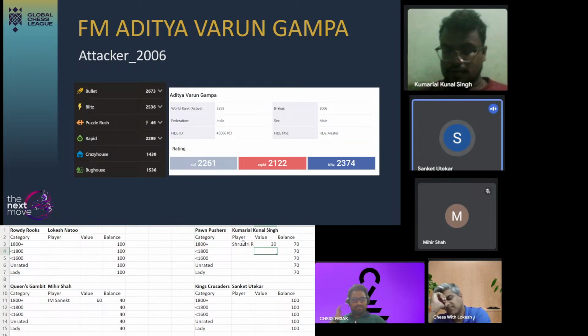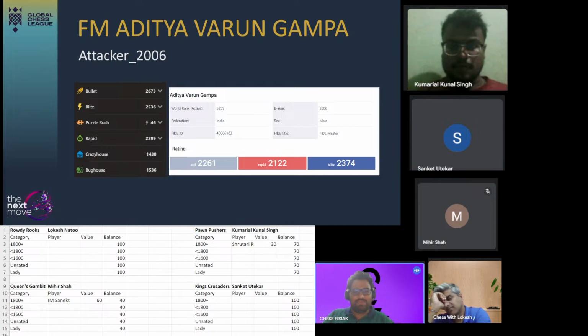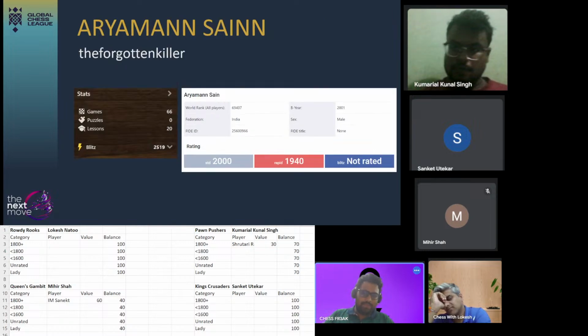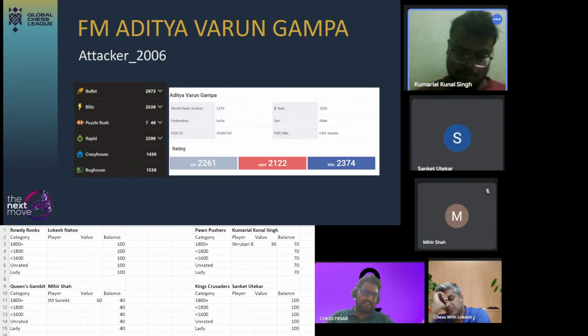Mrinal, can you give info about the fourth player? Yeah, sure. The fourth player information, since you guys want to know. This is the last player, Aryaman Sen. He has a blitz rating of 2500 on chess.com. He's FIDE rated 2000. He's also a very strong player. Whoever does not get this player by default, Aryaman Sen will join the other team at 15 points. That is the base value. But for now, all eyes are on FIDE Master Aditya Varun Gampa. Currently 31 points to Lokesh Natu, Rowdy Rooks.